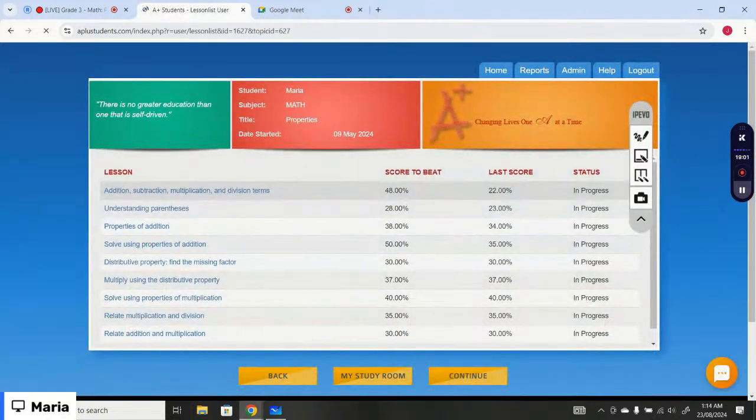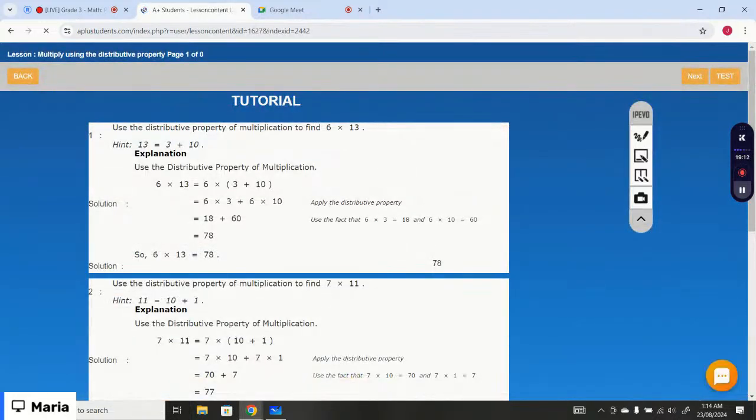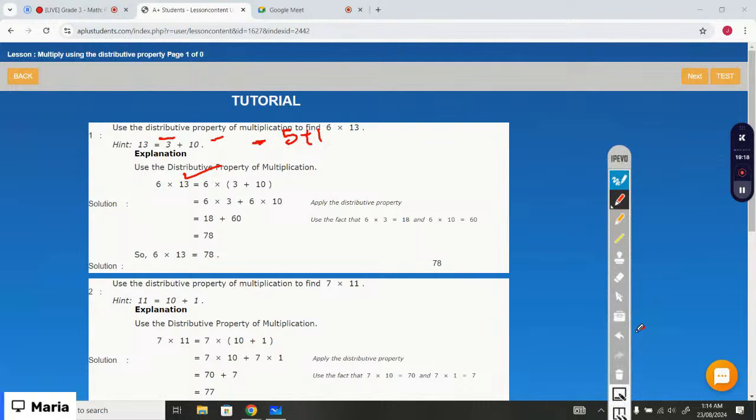The next lesson is multiply using the distributive property. So now we just learned the distributive property, right? Now we're going to multiply using the distributive property. Multiplication using the distributive property is very easy. Let's start with the first example: use the distributive property of multiplication to find 6 times 13. You are given the hint to replace 13 with 3 plus 10. So let's see how we do it.